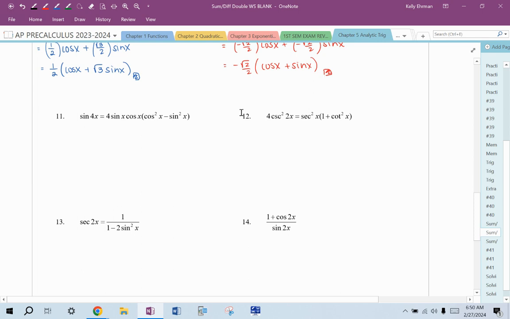On to number 11. Now, I wanted to do this problem especially because sine of 4x is not 4 sine x cosine x. I'm trying to think of what the common mistakes are. This is what people usually write. They usually write 4 sine x cosine x. So if it's not that, what is it? I can't think of the other way that people miswrite this, but I'll look at it.